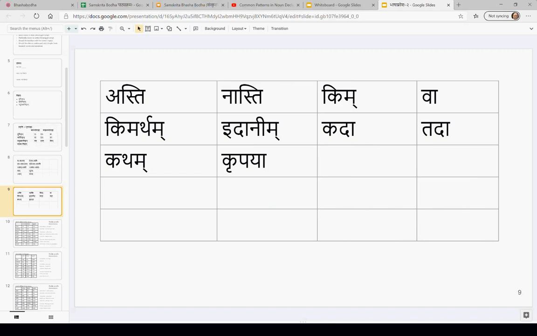And then I was just trying to list out here the general words we use during simple conversation. It's still not complete. Just try to use asti, nasti, kim, va, kimartham, idanim, kada, tada, katham, krupaya, like this. Katham means how, kimartham, why, idanim, now, kada, when, tada, then. Asti, nasti, I think you know already.